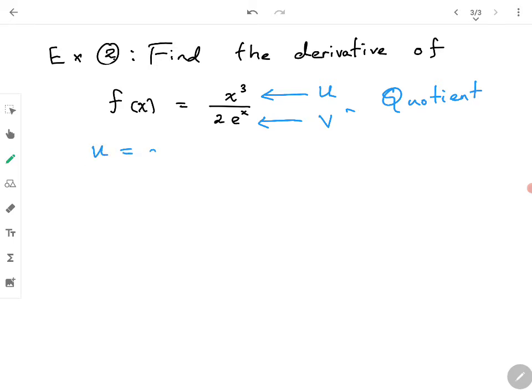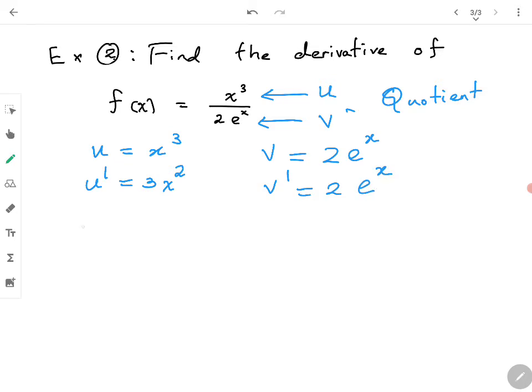So u is x cubed, v is 2 times e to the x. Then to use the quotient rule, you need u prime and v prime. So find u prime. u is x cubed, so that means use the power rule. Bring the 3 down and subtract 1 from the power, so 3 minus 1 is 2. So u prime is 3x squared. v prime is the derivative of the exponential function, which is just the exponential function itself.